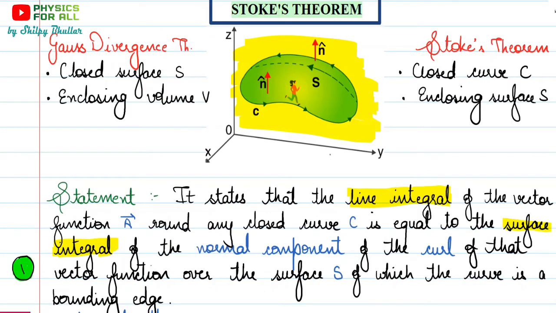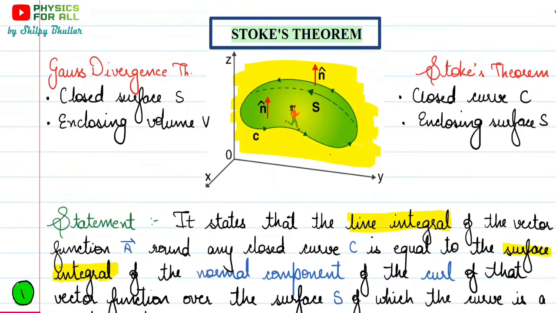Alright, so now we have the statement. We have to relate the line integral of the vector function, which would be along closed curve C because it only involves one dimension, to the surface integral, because the closed curve is enclosing some surface, of the normal component. Whenever there is a surface, we have to use the normal component, which is the unit vector n cap, of the curl of the vector function over the surface, because ultimately if we are using a surface integral, it has to be over the surface.